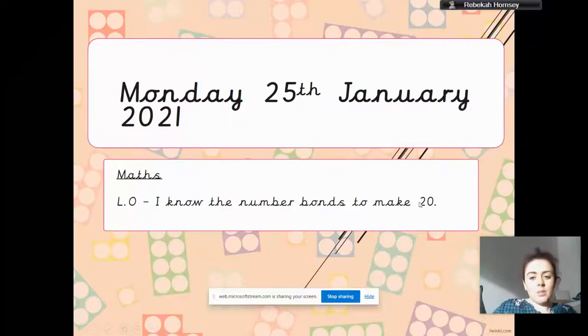Good morning, Year 1. Welcome to your maths lesson for Monday the 25th of January. And today we are going to learn the number bonds that make 20.